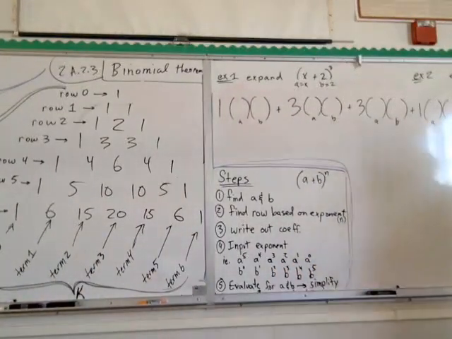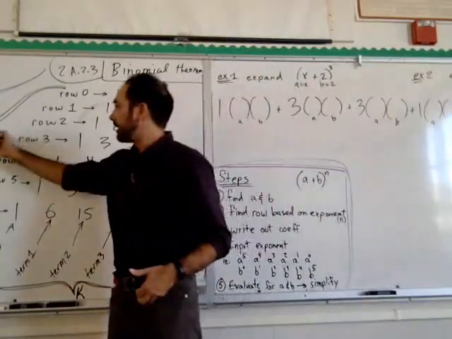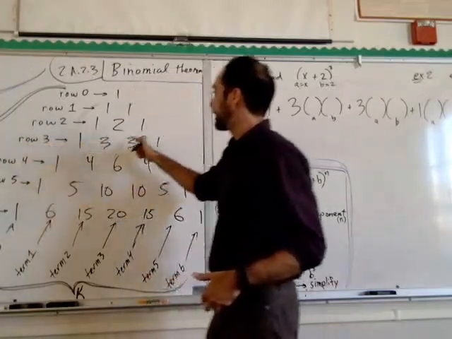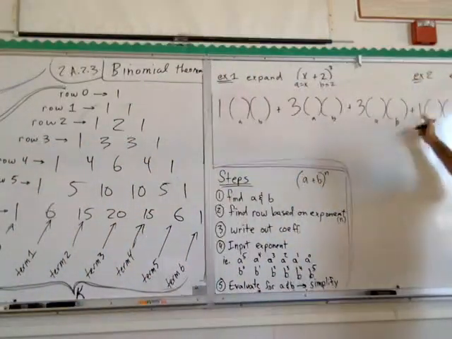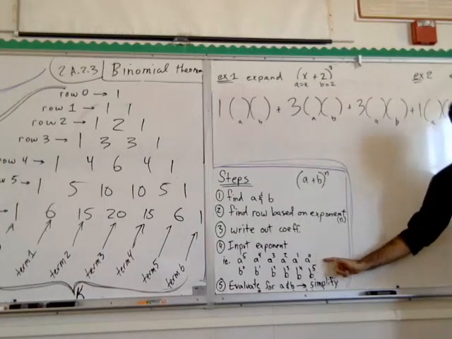Okay, is everyone okay with how I found those coefficients? We know where to look, right? We know it's the third power. Our n value is 3, so I look for my row 3. 1, 3, 3, 1. It's pretty nice, right? A lot less work than we had to do. This is the hard part, right here.